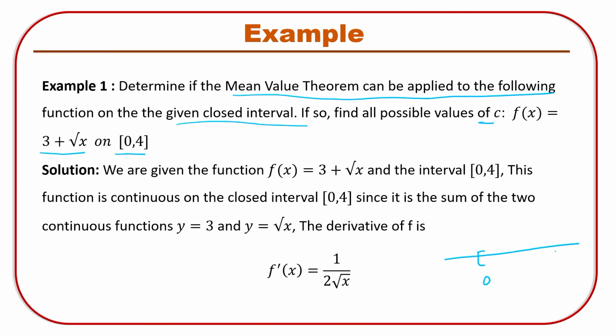The closed interval is [0, 4], right? And the function is defined as 3 plus root x. So f(x) is 3 plus root x. Since we have to check whether the mean value theorem can be applied or not, let me recall the mean value theorem for you.